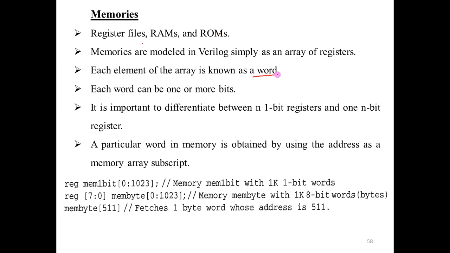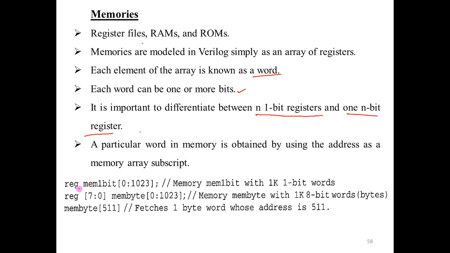Each element of an array is known as a word. I said just now about arrays: each member of it we can call a word, because it can store 1 bit or n bit wide data. Each word can be 1 or more bits. It is important to differentiate between n 1-bit registers and one n-bit register. One n-bit register is a vector; n 1-bit registers is an array. A particular word in memory is obtained by using the address as a memory array subscript.